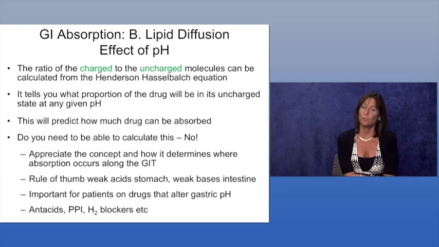Histamine receptor 2 or H2 blockers such as ranitidine or cimetidine are another example of drugs that are used in peptic ulcer disease or gastroesophageal reflux disease. The primary purpose of antacids, proton pump inhibitors, and H2 blockers is to raise the gastric pH. So keep this in mind, because it might ultimately alter how other drugs are absorbed across the GI tract.